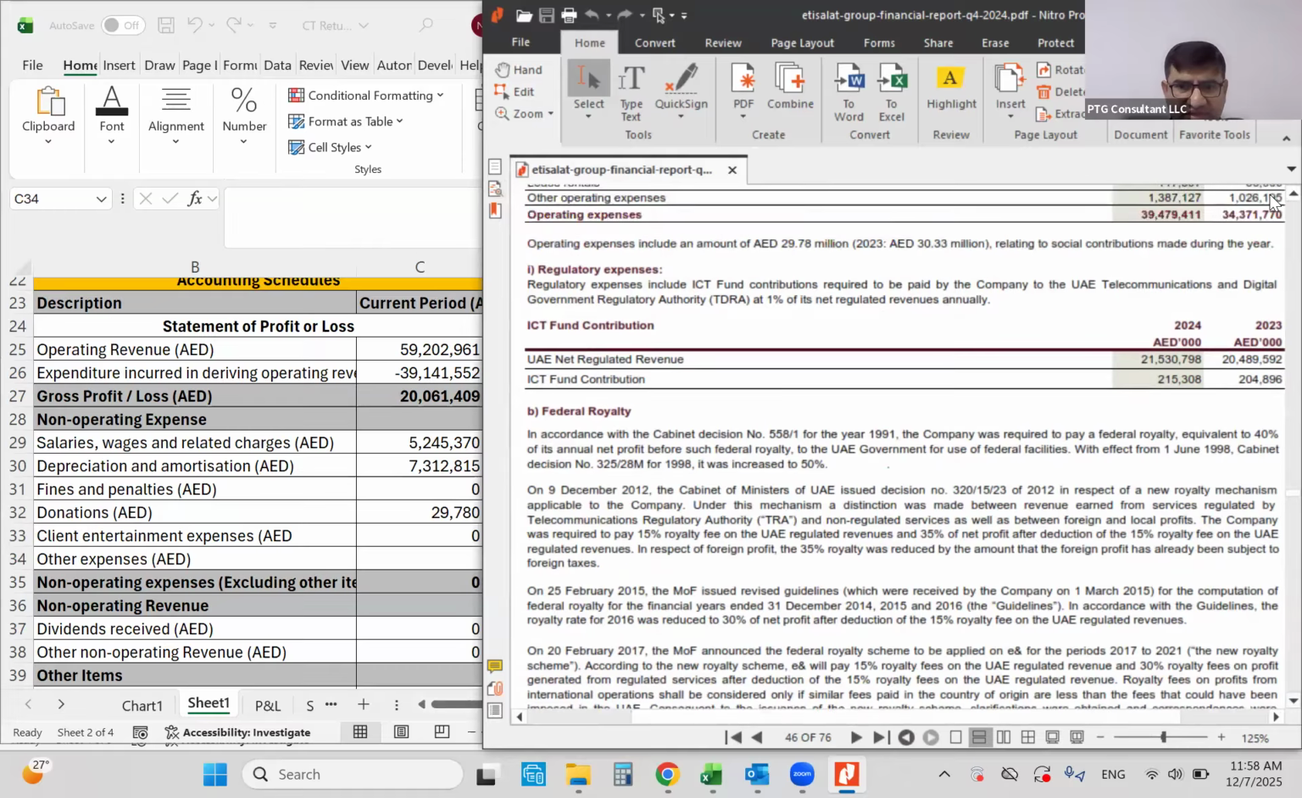You referred it's 1%, but was there 1%? Regulatory expense include ICT can be paid by the... No, that is the regulatory expenses, not the social contribution. Would you please explain your point?